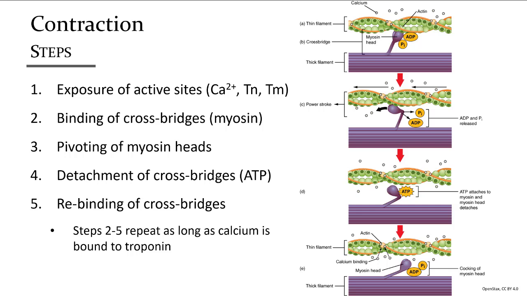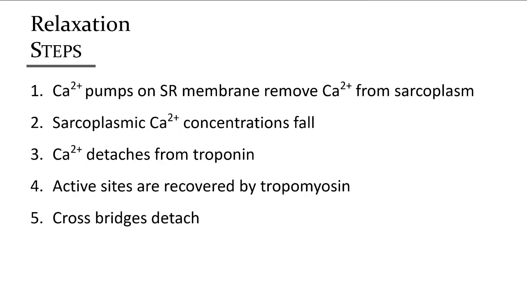Now for relaxation, calcium must be removed from troponin. This is accomplished by pumps specific for calcium on the sarcoplasmic reticulum that pump the calcium back into it, out of the cytosol, off of troponin, and back into the sarcoplasmic reticulum. Once calcium is removed from troponin, tropomyosin shifts back over, covering up those active sites on actin again, and myosin is no longer able to bind and form cross bridges, so the muscle relaxes.